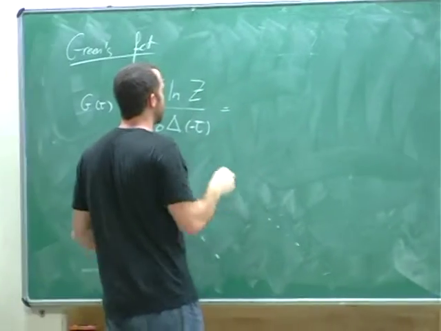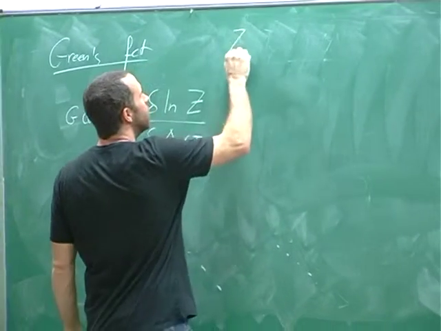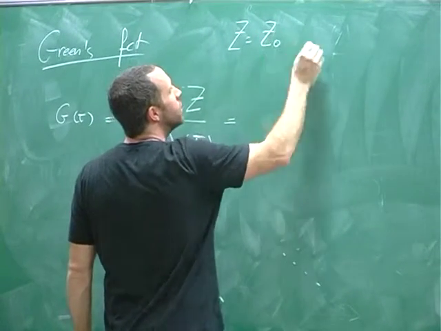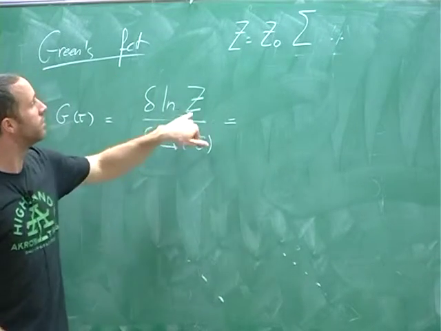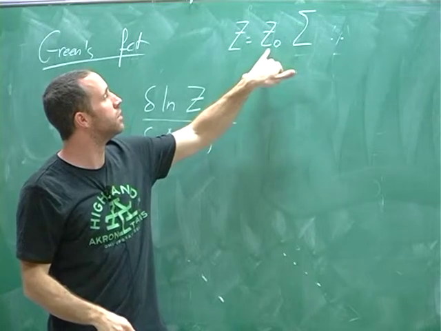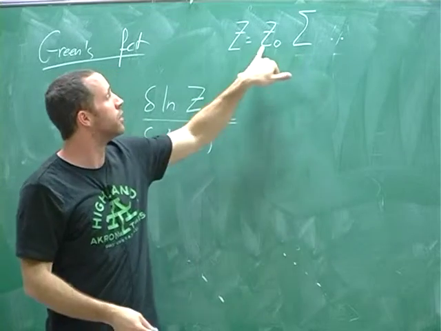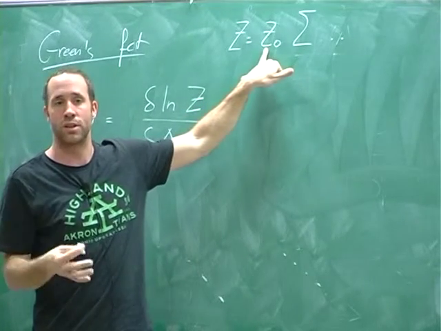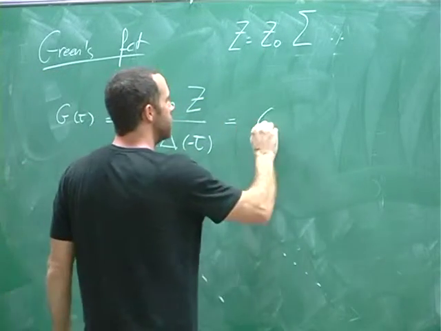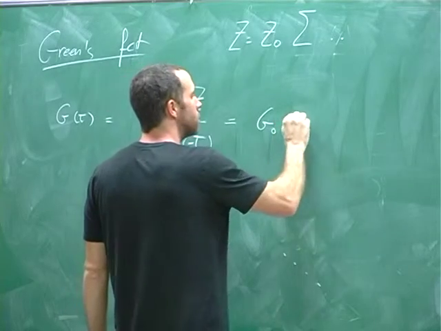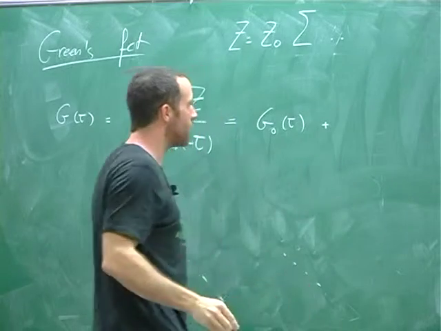So I need to do this on the expression for Z, which you remember. It was Z0, and there were all my sums and so on. So the log here will cut this: the log of Z will be log of Z0 plus log of the sum, and so on. The derivative of the log of Z0, which is the partition function for my non-interacting system, as a function of delta will just give me a G0. And then here comes the rest.